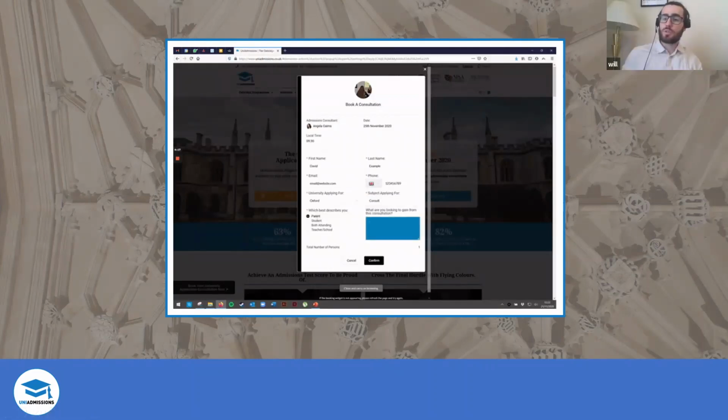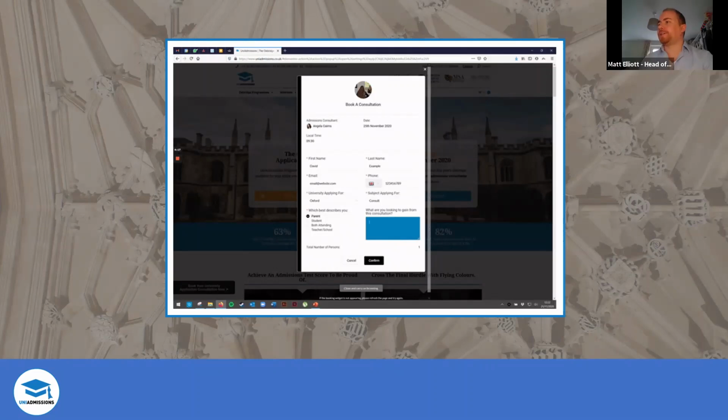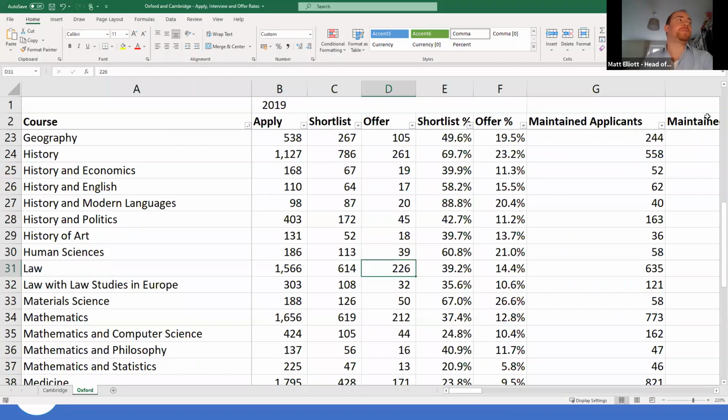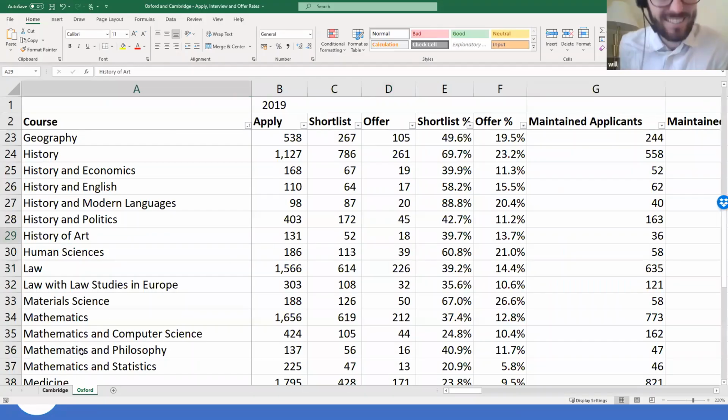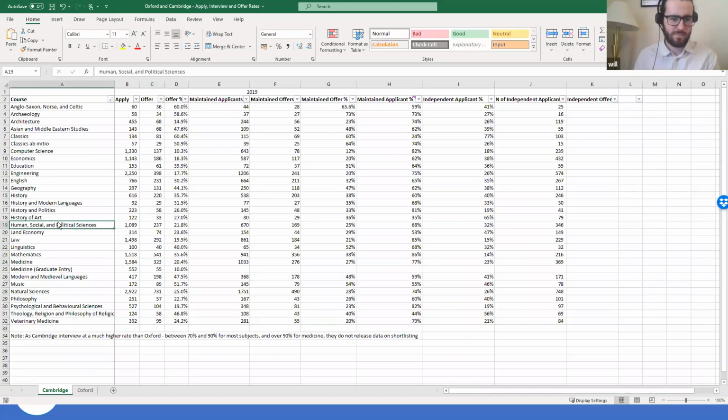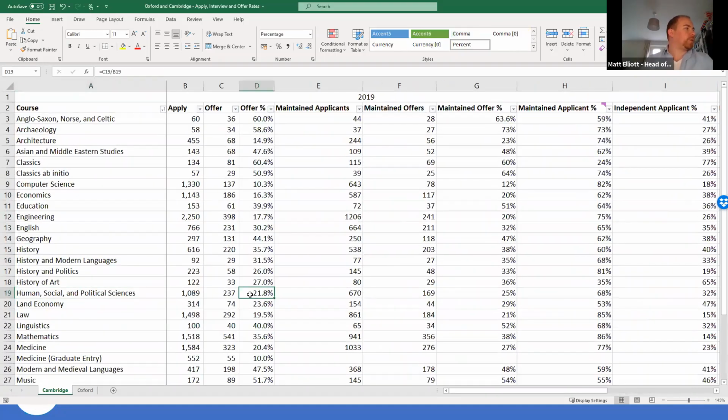Matt, I just noticed one in the chat. Someone did ask for the stats for HSPS. I can drag those out, because it's only one more. I thought, why not? Oh no, she's gone. We've lost Fatima. Oh well, I'll find them for anyone else who was interested. Let's quickly, Cambridge. Here we are. HSPS. So just under 22%. Roughly 1,000 applicants. About 237 places last time round. So there you are, 22%.